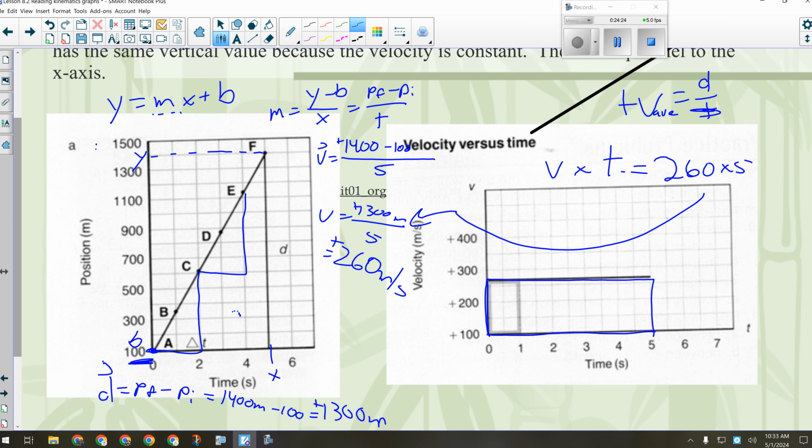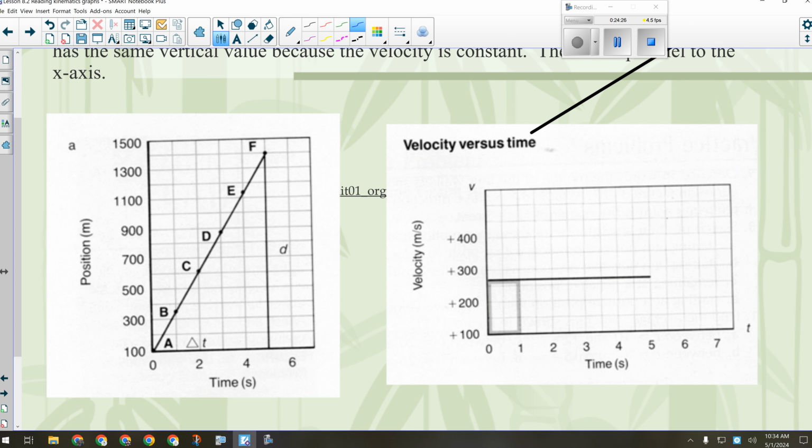Okay, I'm going to erase all my scribbles here. I'm going to bring this handy little line back down here. What's that object doing? Accelerating. Yep. Faster or slower? Faster. It is accelerating in a positive direction. Its velocity is increasing in a positive direction.